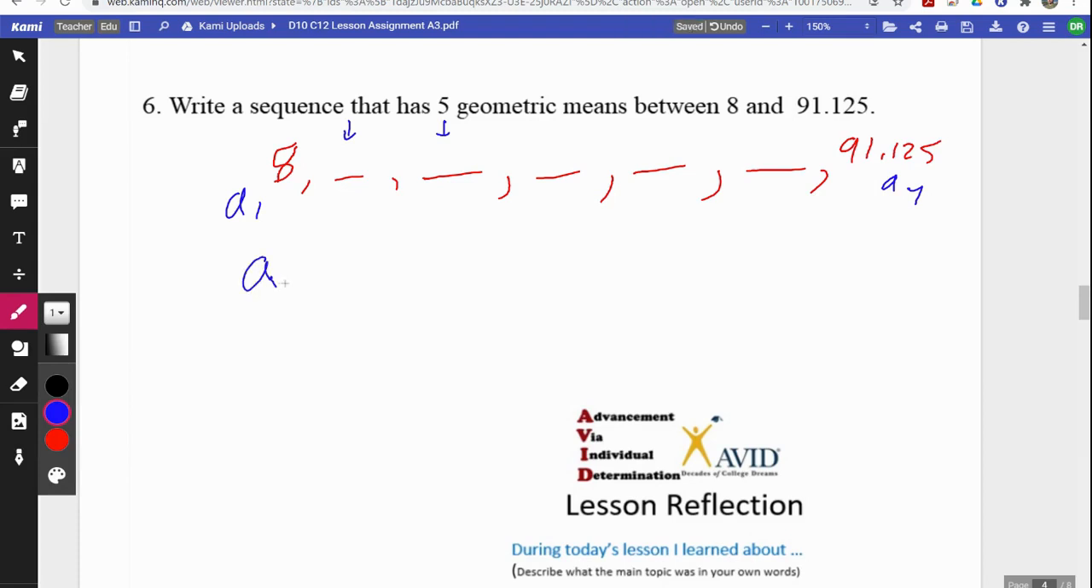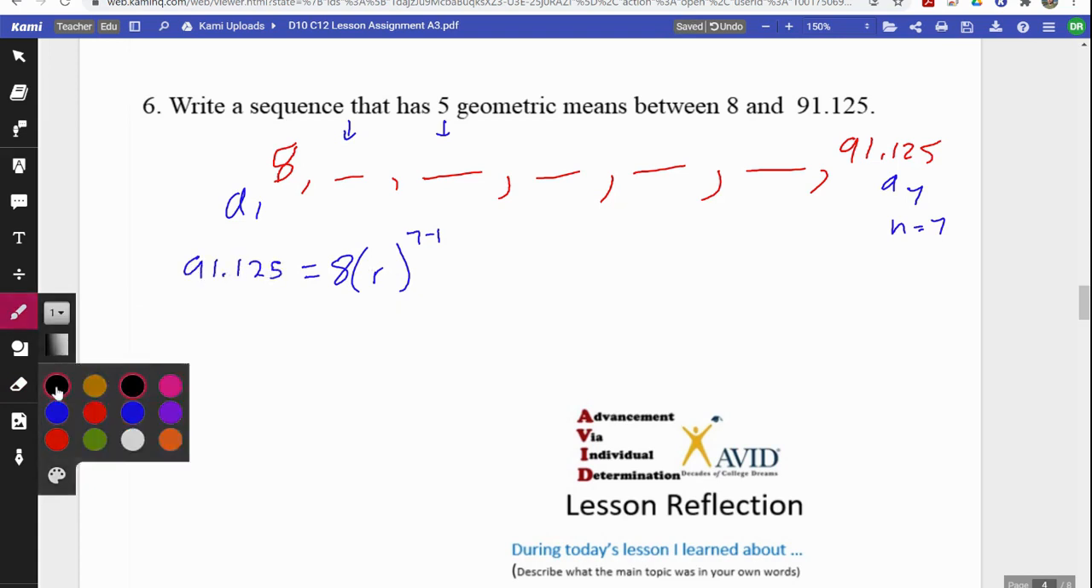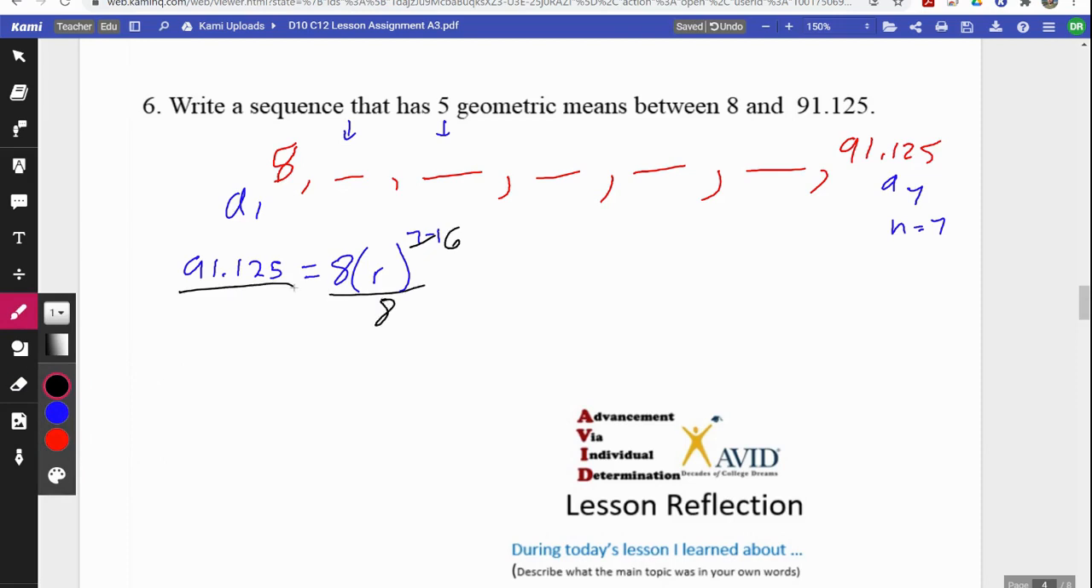So I have a sub n. I could have the formula, but I know that n is 7. If n is 7, I know what that term is. So it would look like this: 8 times r to the 7 minus 1. But we can do one better, in that a sub 7 is actually 91.125. We know that 7 minus 1 is 6, so that's the exponent. We should divide by 8, though, to start.